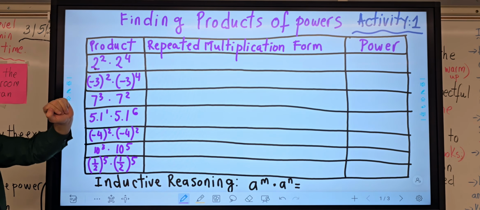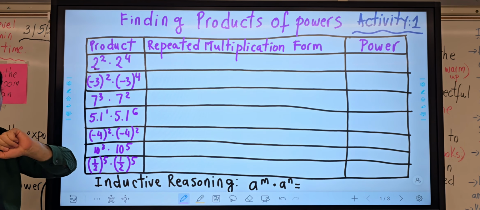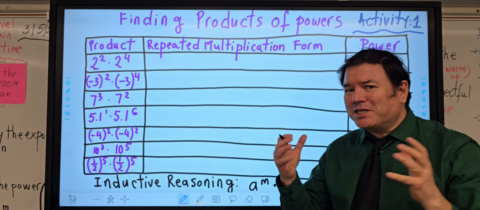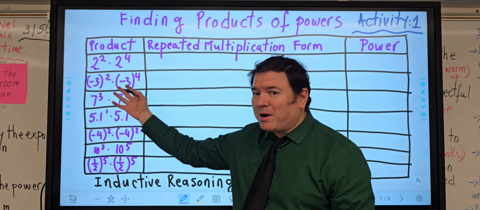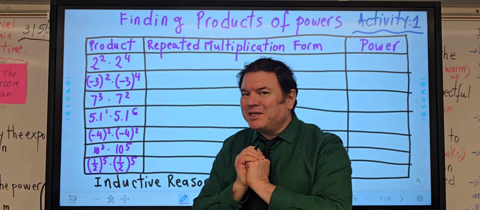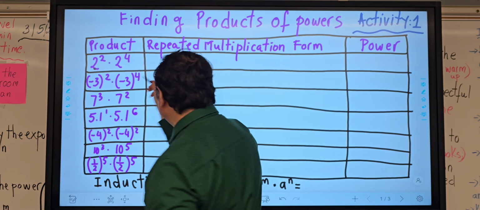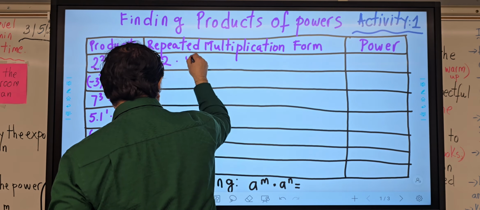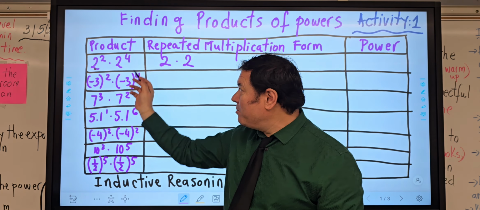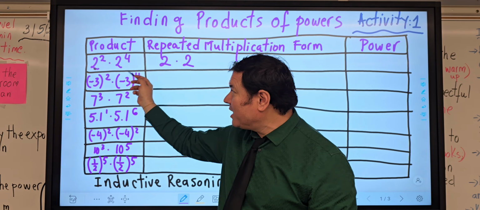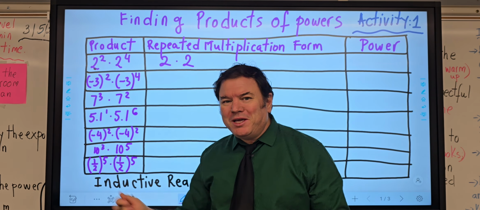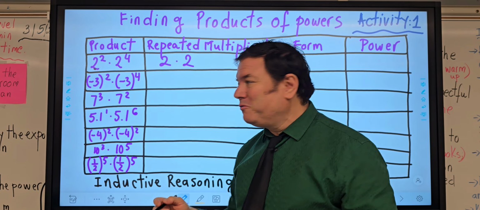We have 2 to the second power times 2 to the 4th power. What does 2 to the second power mean? If we expand that, 2 to the second power means 2 times 2, like we've learned the other day. And then 2 to the 4th power, remember the exponent is telling us how many times we have to multiply the base. So 2 to the 4th power means 2 times 2 times 2 times 2, 4 times.